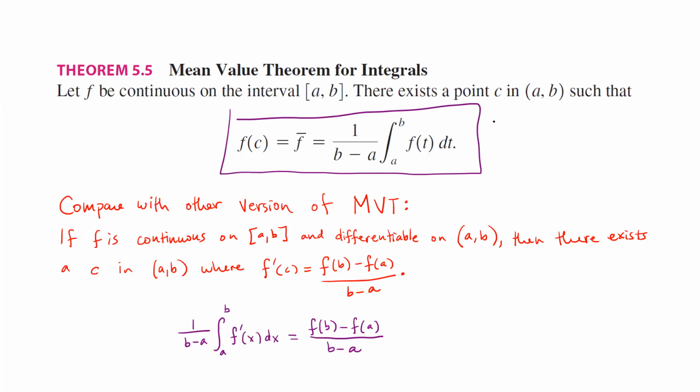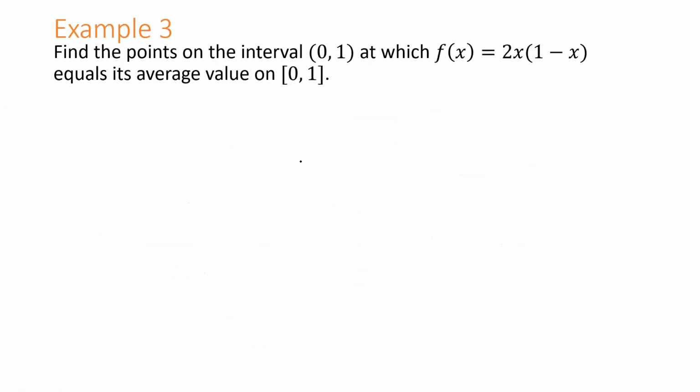It just says that the average value, so f of x is equal, I'll just say f of c, or f of x is equal to f bar for some value. So let's actually try that out. Find the points on the interval 0, 1 at which f of x equals 2x times 1 minus x equals its average value on that interval.